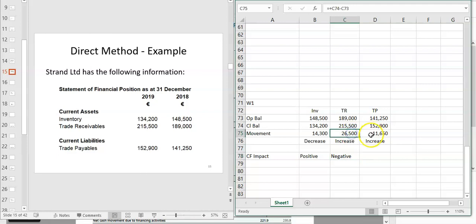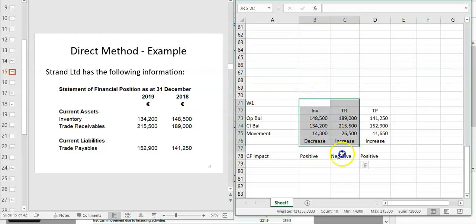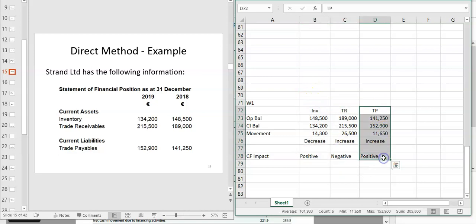And that's going to be a minus 26.5 adjustment. For trade payables, be careful, this is positive. So in inventory and trade receivables, they're the same adjustment. Decrease is good, increase is bad. Trade payables are the opposite. An increase in trade payables has a positive impact on cash flow. Why? Because that means you owe people more money. So it means you haven't paid them. So it hasn't come out of your bank account, so it hasn't been a drain on cash.